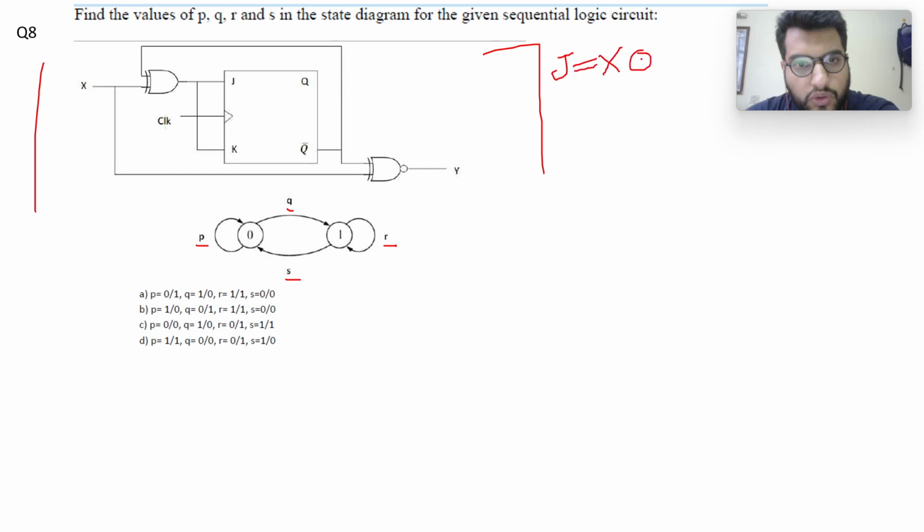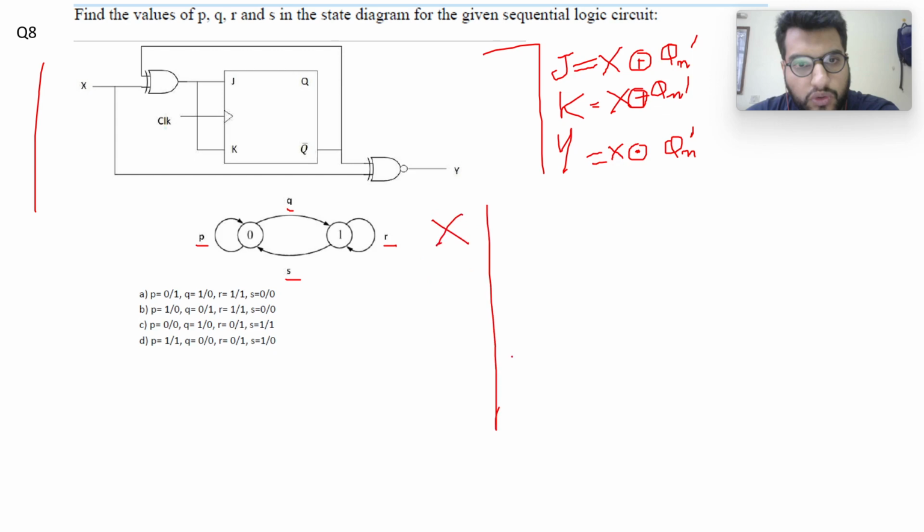X XOR with Qn complement. And my K is also equal to X XOR with Qn complement, and the output Y is equal to X XNOR with Qn complement. So this is Qn complement going to this XNOR gate, and Qn complement to the XOR gate. So let's draw the table first.